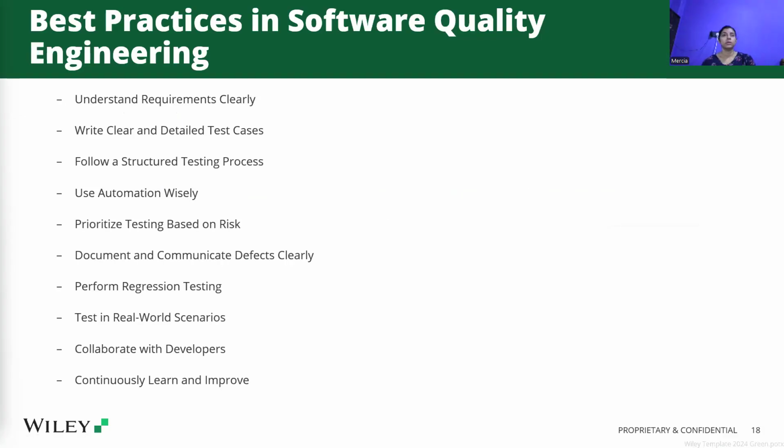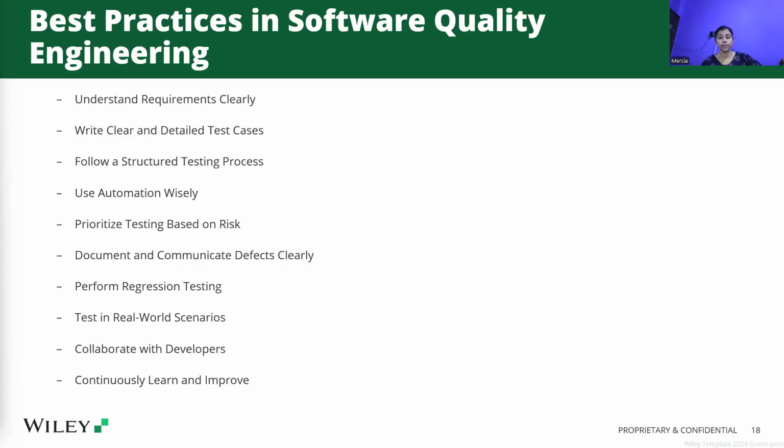Then, the best practice in software quality engineering. So we have to understand the requirements clearly. Misinterpreted requirements can lead to inefficient tests, basically. And we have to write clear and detailed test cases, covering positive, negative, and edge cases, all this stuff, and follow a structured testing process. Like the software development life cycle, there is a testing life cycle phase also.